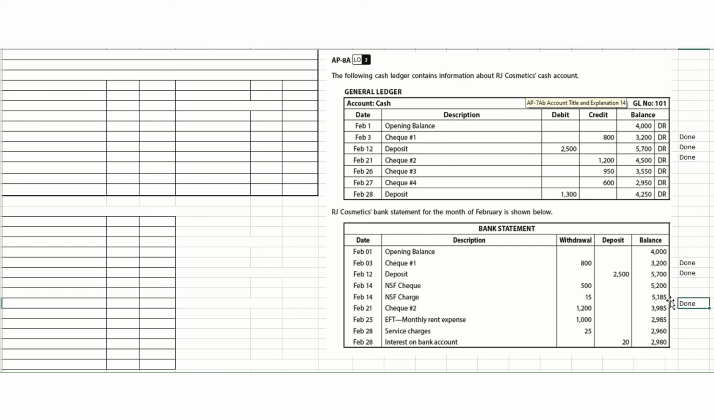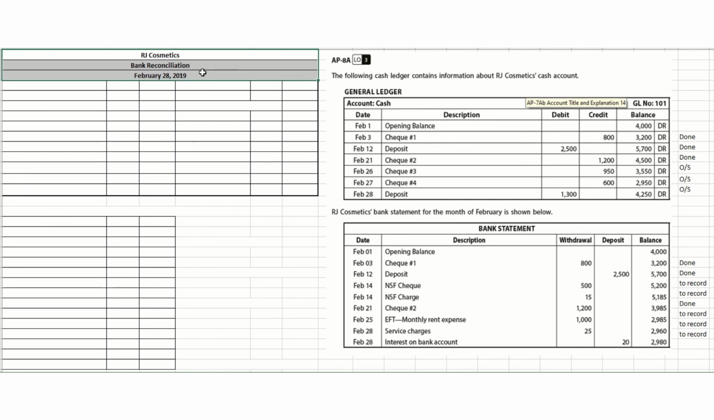Okay. The NSF charge and the fee associated, so the check coming back and the $15 fee, obviously are not recorded in our general ledger, so we need to record the $500.15. The $950 check number 3 and check number 4 $600 are not on our bank statement, so we need to record those as outstanding, as well as this last deposit. And then we've got these final 3 transactions on our bank statement. EFT for monthly rent, service charges, and interest on bank account that have not been recorded in our general ledger as well.